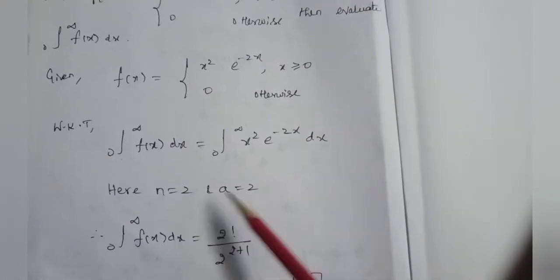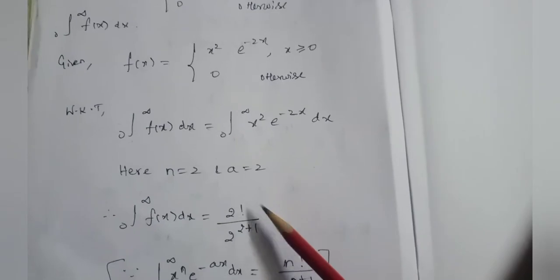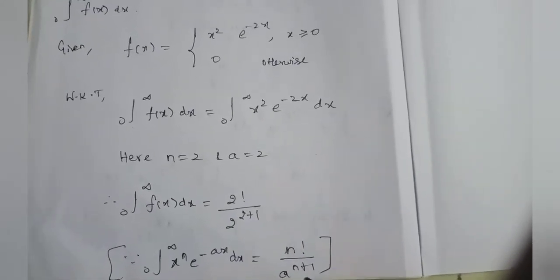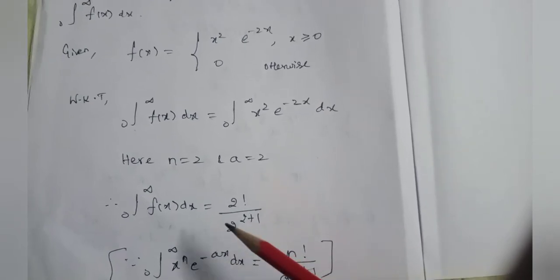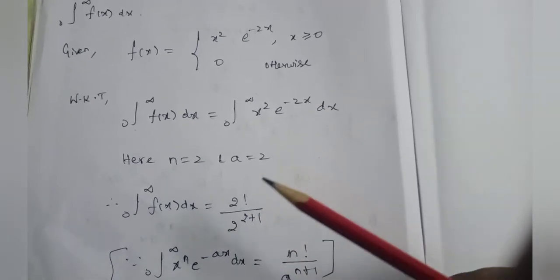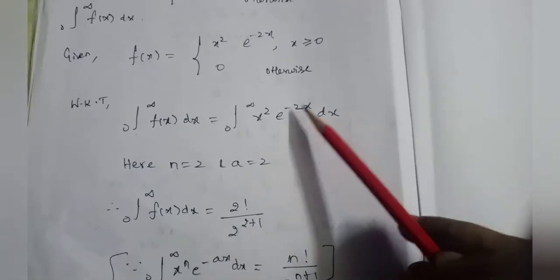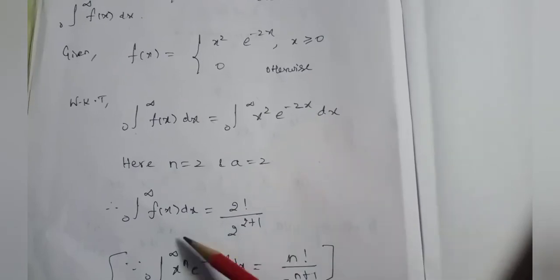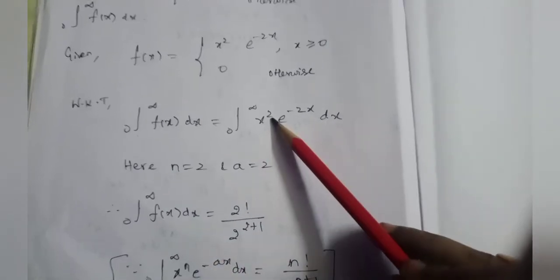Now comparing with the general equation, I am having n to be 2, a to be 2. Now substitute: 2 factorial divided by 2 to the power 2 plus 1. See, can you see here? It is n factorial divided by a to the power n plus 1. What is your a here? Compare: whatever is given in the e power is compared to be a. So e to the power minus ax, here minus 2x. So a is equal to 2. And what about n, x to the power n? So n is equal to 2.